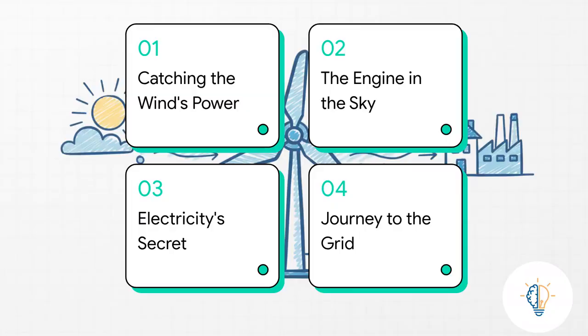So to really get it, we need to follow the energy from start to finish. First, we'll look at how those massive blades catch the wind's power. Then we'll climb up into what's basically the engine room in the sky. After that, we'll uncover the scientific secret that actually makes the spark. And finally, we're going to trace the path of that electricity all the way to your house. Sound good? Let's dive in.